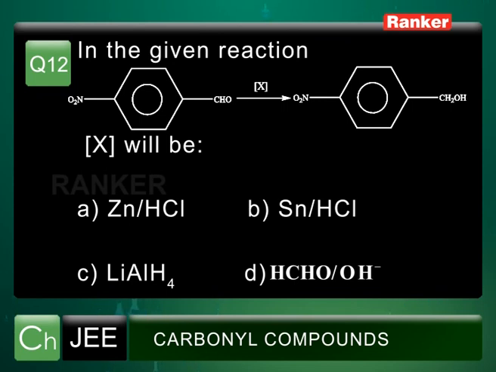Tin and HCl, nascent hydrogen, will give CH2OH, but NO2 also will be reduced. Lithium aluminum hydride also converts CHO into CH2OH, but NO2 also will be reduced. So, we want to protect the NO2 and affect the CHO, which means the last option, formaldehyde.